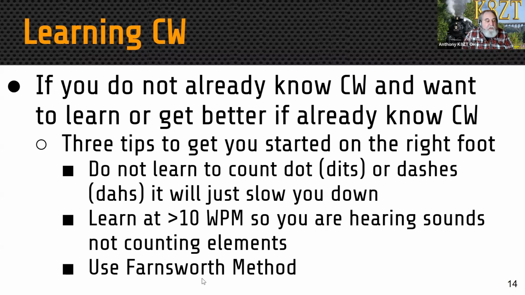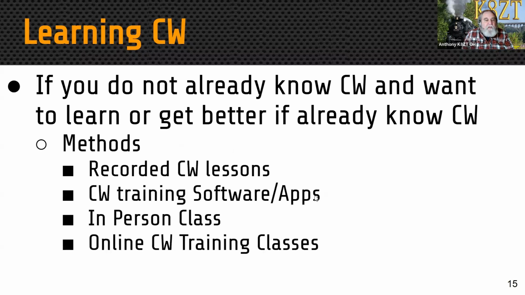The Farnsworth method is a way that we can speed up the elements that are being sent and increase the spacing between each letter so that your brain has more processing time. But what we're not doing is slowing down the code speed so you can copy the individual dahs and dits. There are a couple different ways of learning CW that have been popular over the years.